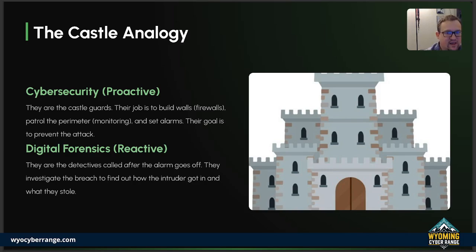Now, unfortunately, as digital forensics, we are more reactive. We're the detectives. We're called after the alarm goes off. We're to investigate the breach to see how the intruder got in and what data they stole. And unfortunately, we are there after the firefighters are done with the scene. So we have to pick up the pieces, know what was contaminated, what's not contaminated, and prove guilt or innocence upon a party.